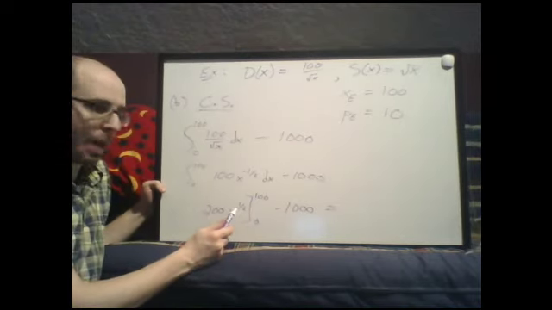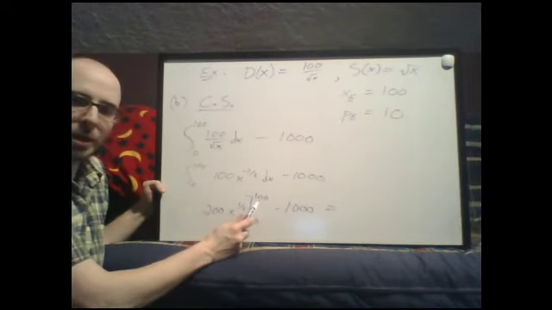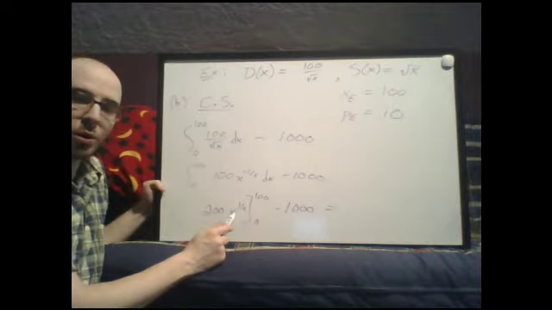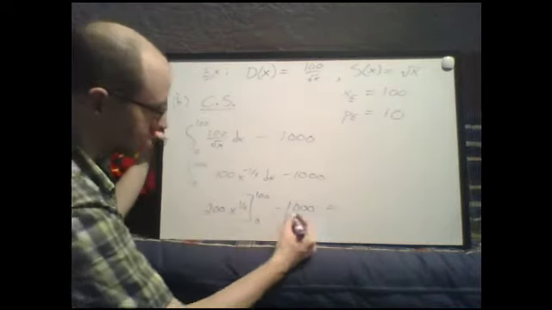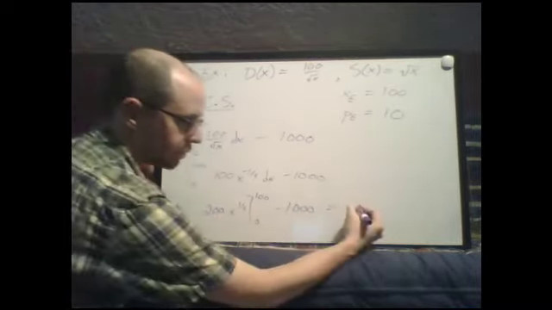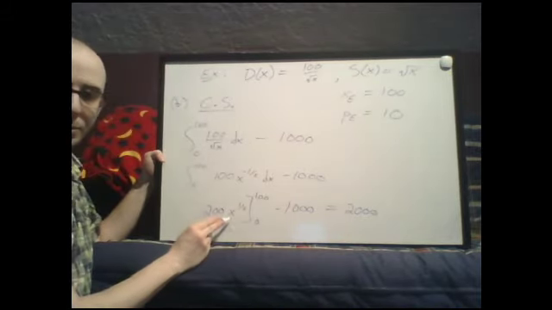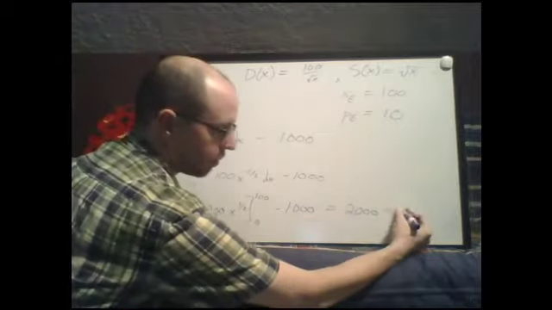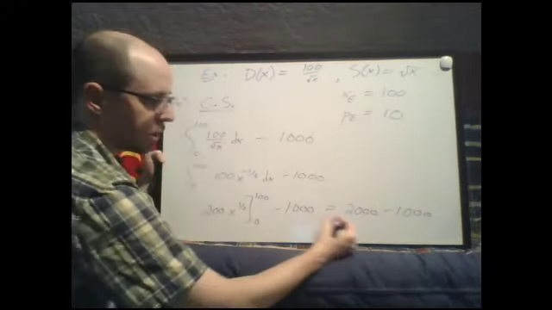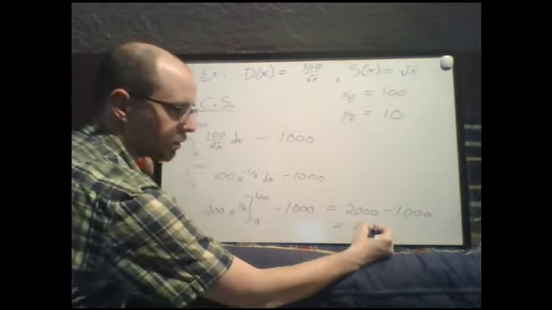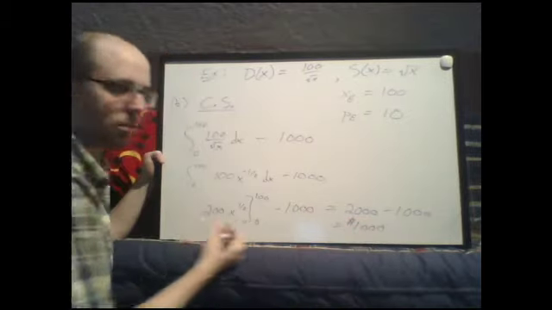1/2 power is the same as a square root. So when I plug in 100, square root of 100 is 10. So this will be 200 times 10, which is 2,000. If I plug in 0, that's 0. So minus 0 and minus the 1,000 that's already here, that gives me $1,000 as my consumer surplus.